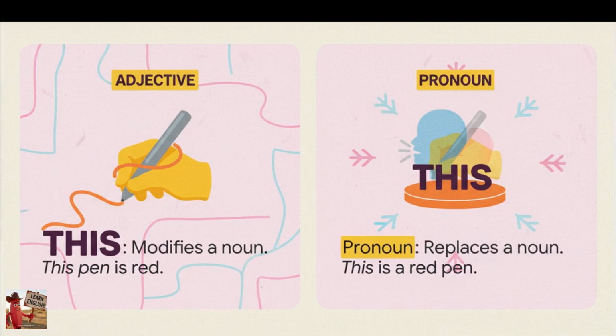Check this out. On the left, when it's an adjective, the word is kind of glued to the noun it's describing. This pen, those shoes. It's giving more info about the noun. But look at the right side. It's standing all by itself, replacing the noun entirely, and it's usually followed by a verb. This is, those are. It's the exact same word, just doing 2 totally different things.